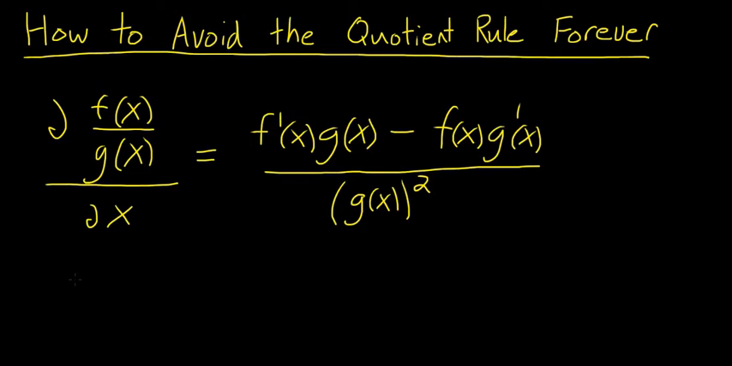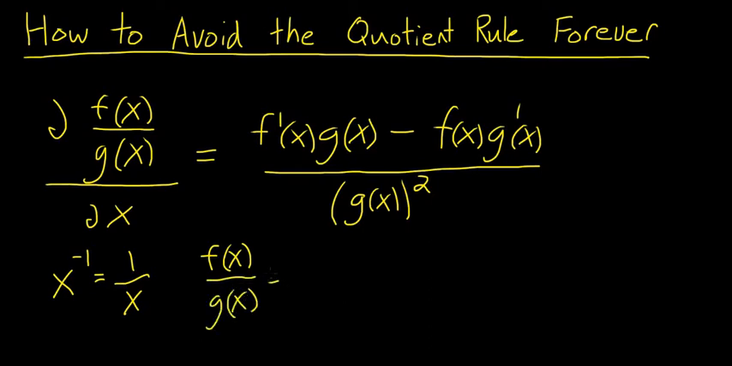Avoiding the quotient rule is possible by remembering what we talked about in a previous math review, that any variable or function raised to a negative power is equal to 1 over that variable or function. So when we have f of x over g of x, that means that this is equal to f of x times g of x to the negative 1.